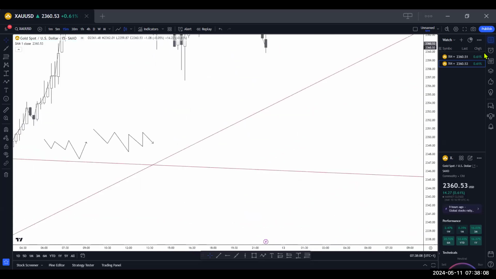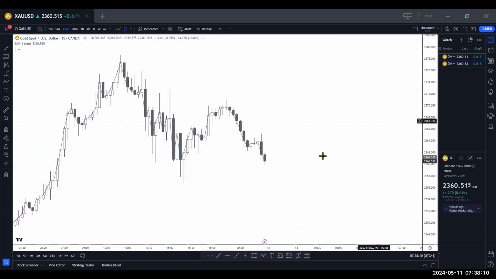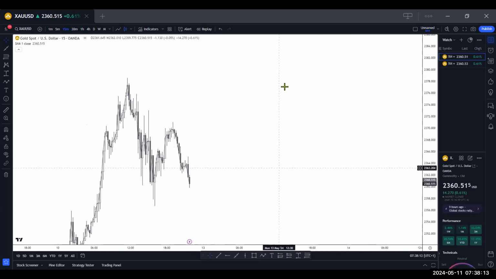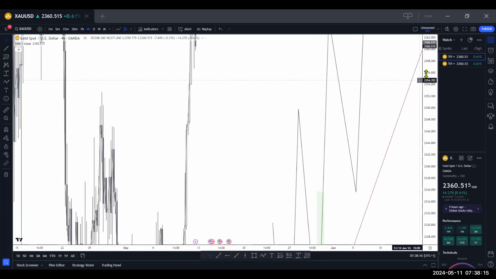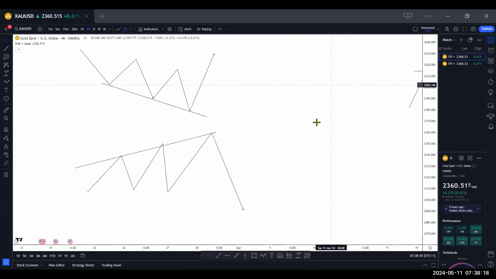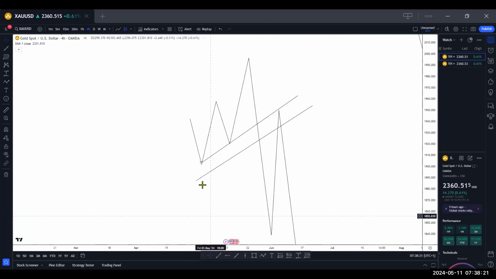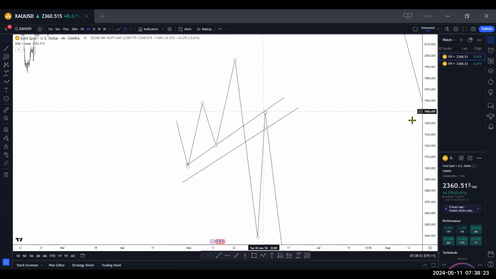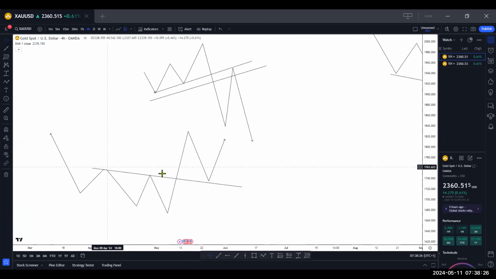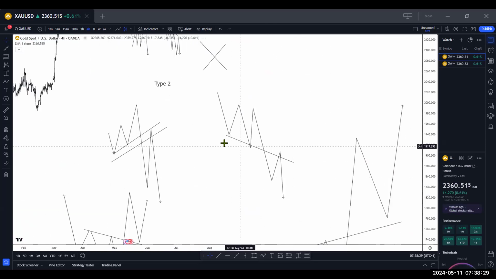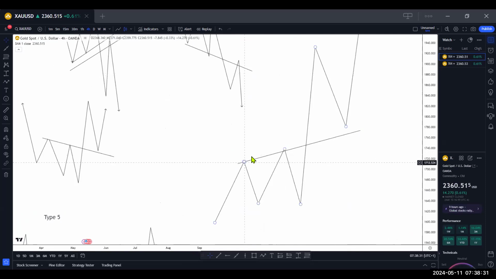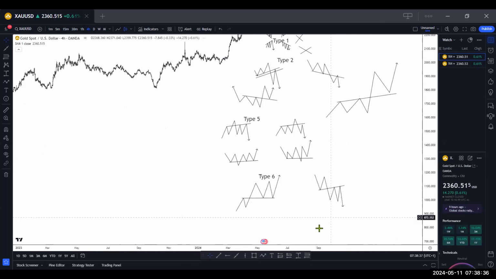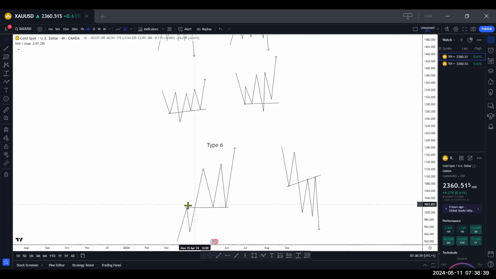Okay, let me show you guys again. For type 2, you have two supports or two resistance before the breakout. So this is type 2. Two supports before the breakout. Two resistance before the breakout. But for type 6, you only have one, right? One resistance before the breakout. Got it, sir. Exactly.